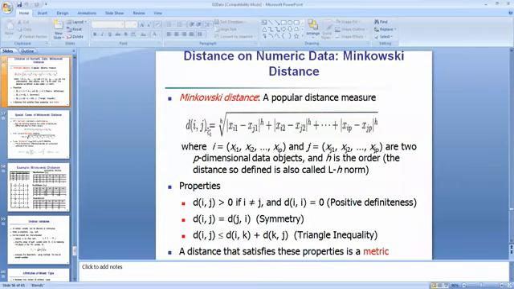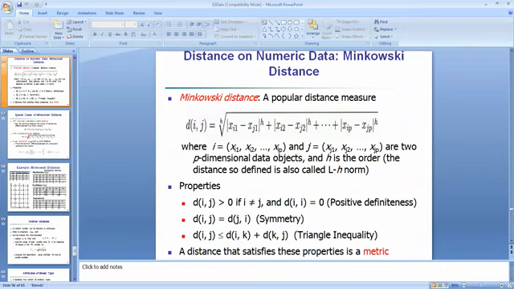dij, that is distance between i and j, equals the root of mod of xi1 minus xj1 plus mod of xi2 minus xj2 plus and so on up to mod of xip minus xjp. So what is i here? Whatever is the xi1, xi2, that is what i is. I is nothing but xi1, xi2 up to xip. It will be from 1 to p.